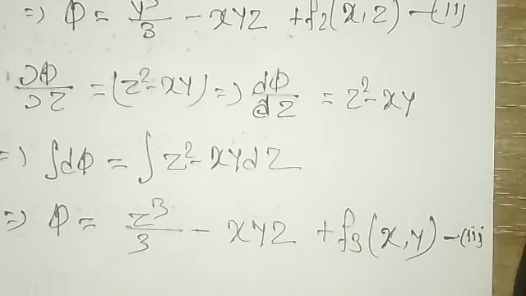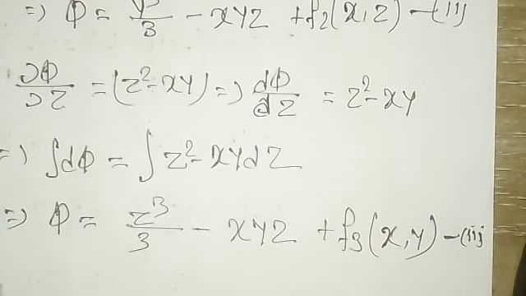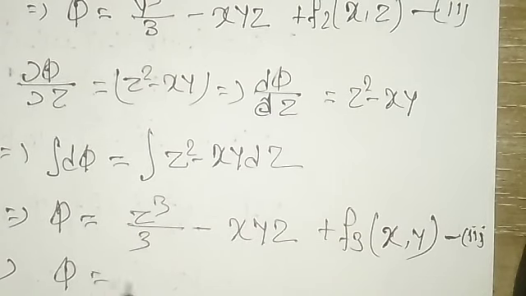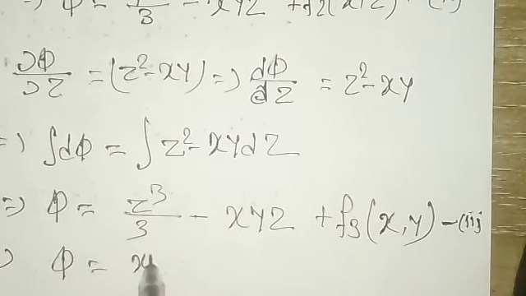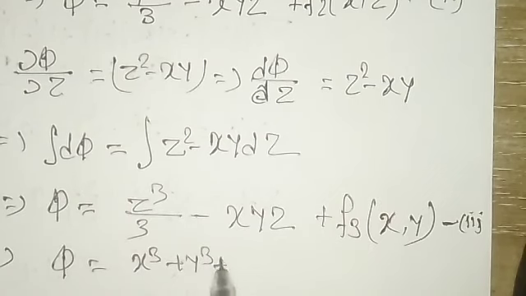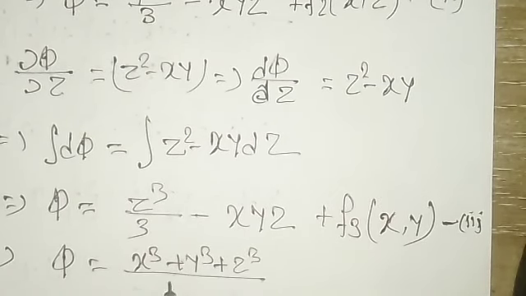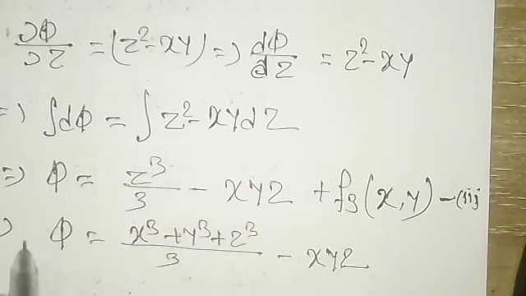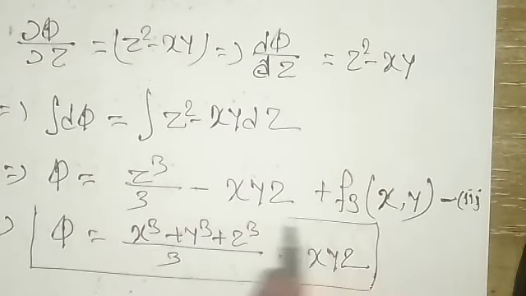So from equations 1, 2 and 3 you can add 1, 2 and 3, right? So on simplification, you will get φ is equal to (x³ plus y³ plus z³)/3, right, minus xyz. So this is your required solution.